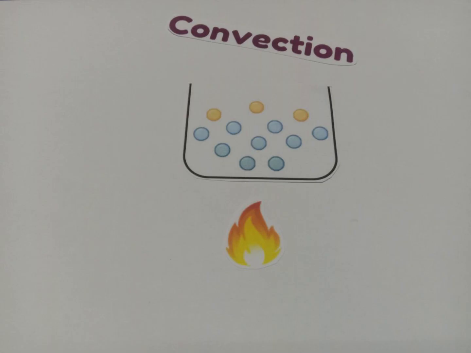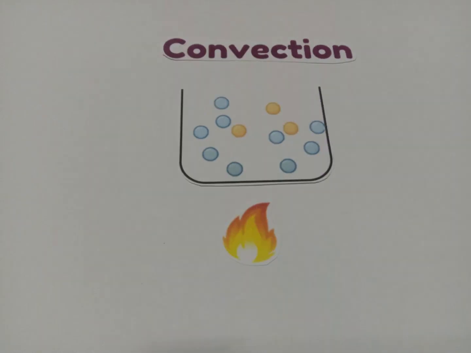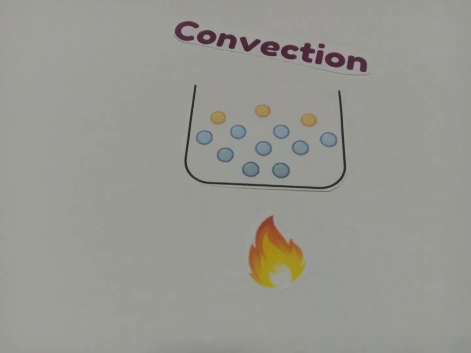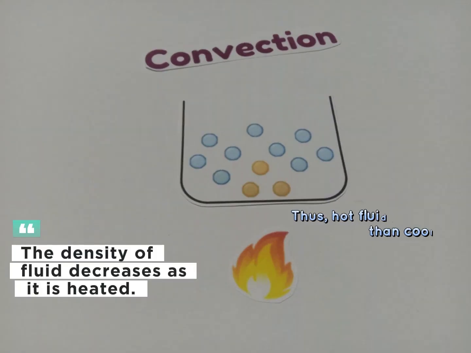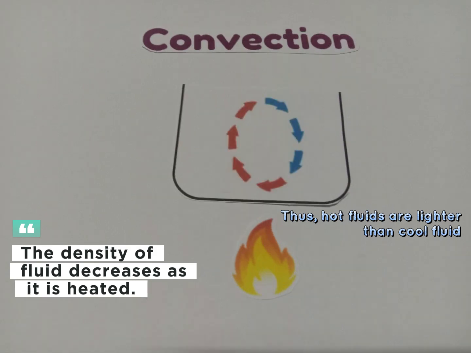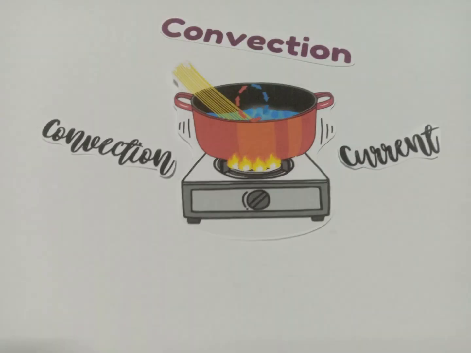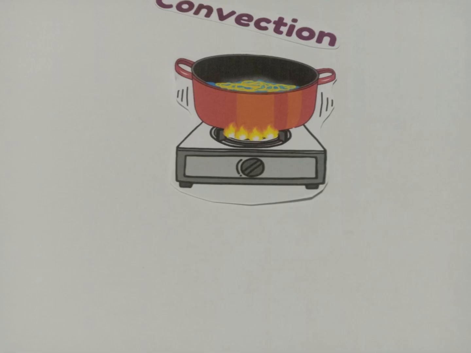While this is happening, the hot particles lose their energy and cool down, while the cool particles at the bottom heat up. This cycle repeats as long as the fluid is being heated, creating a convection current that distributes heat throughout the pot, ensuring even cooking of the pasta.